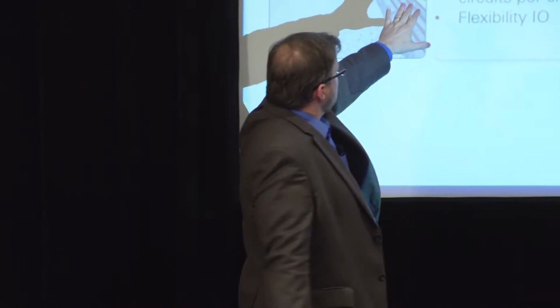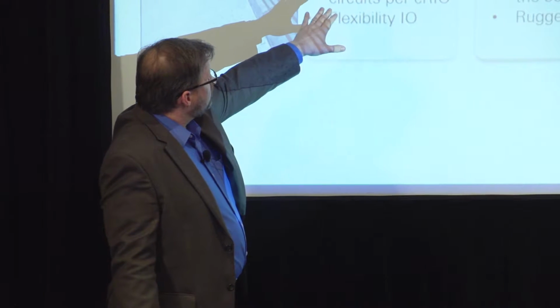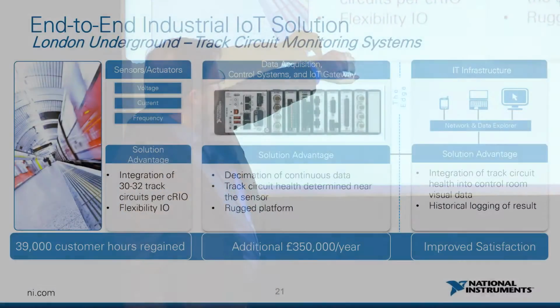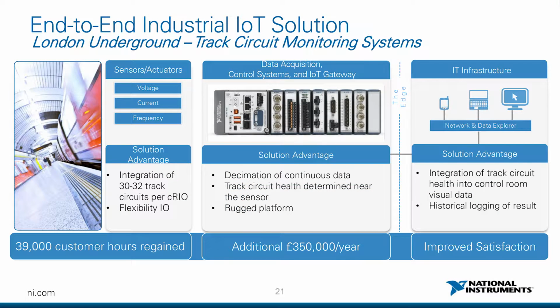Now I'm going to build out a visual that's very similar to the one we had before. Do it very quickly. So the integration of 30 to 32 track circuits per monitoring system. They had no idea what type of measurements they were going to have to make and what type of analysis they were going to have to do to determine the health of a track circuit, because it had never been done before. Nobody had ever done it.